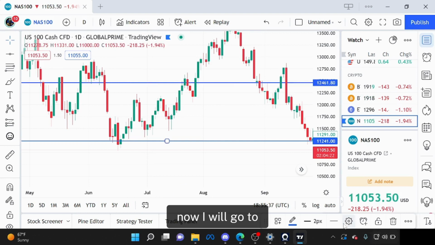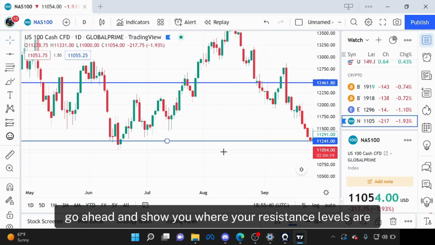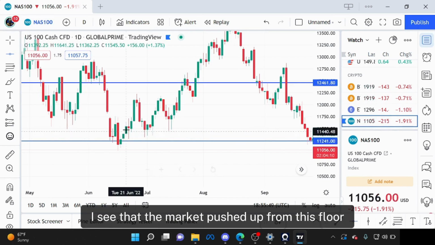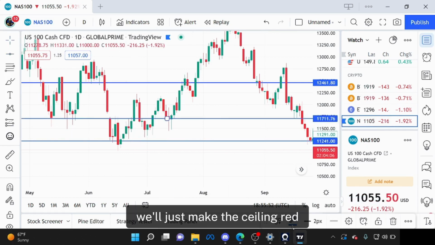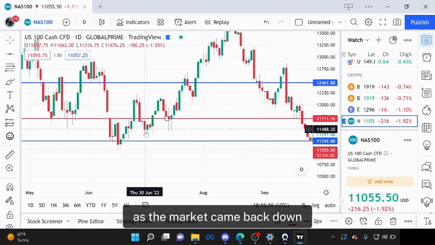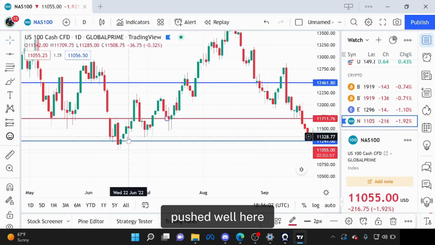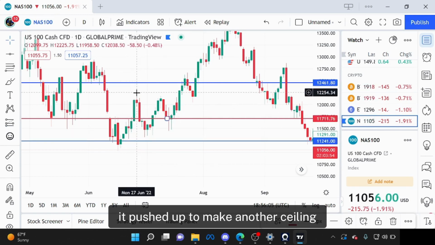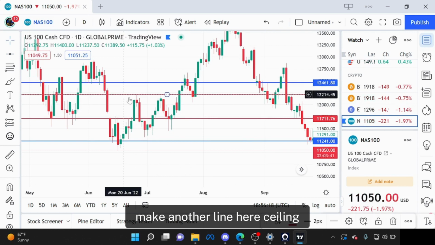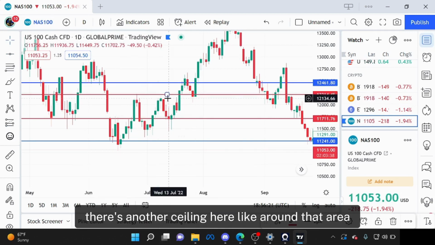Okay. Now, I will go ahead and show you where your resistance levels are, also known as the ceiling. I see that the market pushed up from this floor, hit the ceiling here, okay? And we'll just make the ceiling. So see where the market hit the ceiling. As the market came back down, it pushed up here. As the market came down, it pushed up to make another ceiling. Okay, so let's make another line. There we go. Make another line here. Ceiling. There's another ceiling here, like around that area.